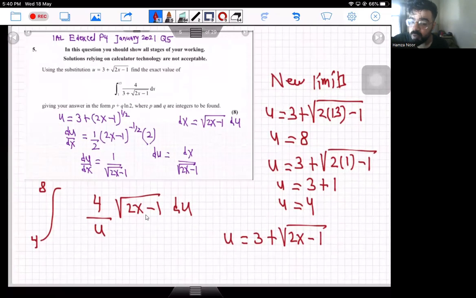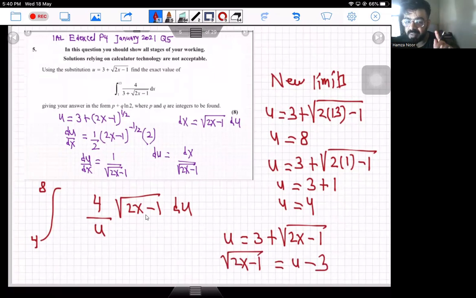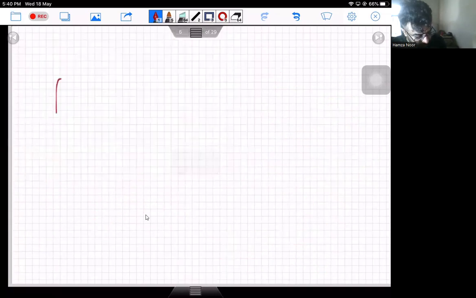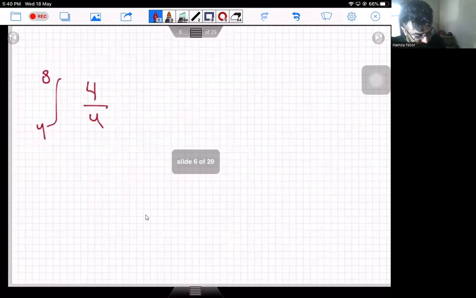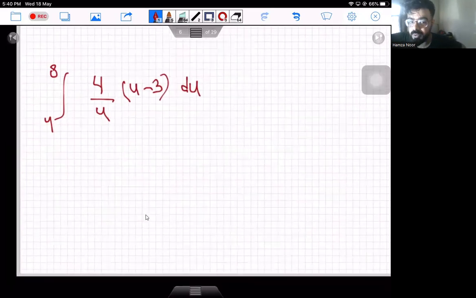So if we make under root of 2x minus 1 the subject of the equation over here, so under root of 2x minus 1 will be equals to u minus 3. And now in place of under root of 2x minus 1, we can substitute u minus 3. So this is upper limit 8, lower limit 4, 4 upon u multiplied by u minus 3. And we need to integrate this with respect to u.